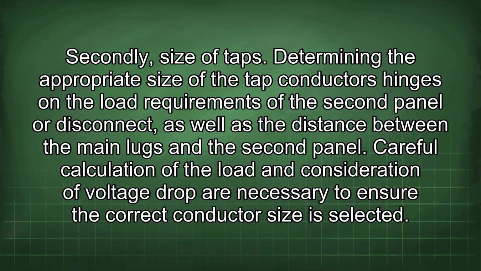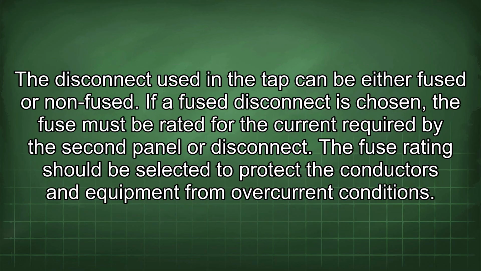Secondly, size of taps. Determining the appropriate size of the tap conductors hinges on the load requirements of the second panel or disconnect, as well as the distance between the main lugs and the second panel. Careful calculation of the load and consideration of voltage drop are necessary to ensure the correct conductor size is selected. The disconnect used in the tap can be either fused or non-fused. If a fused disconnect is chosen, the fuse must be rated for the current required by the second panel or disconnect. The fuse rating should be selected to protect the conductors and equipment from overcurrent conditions.